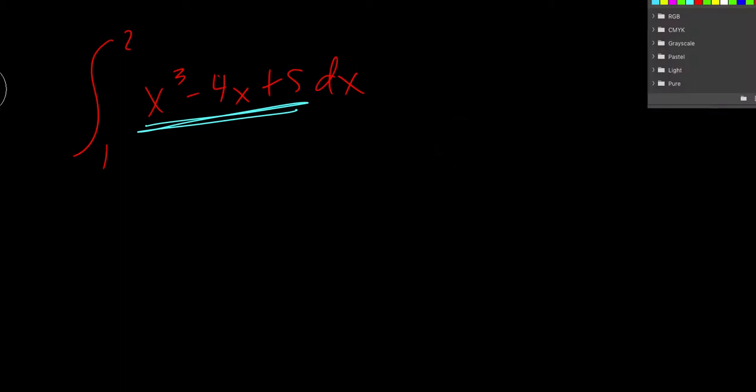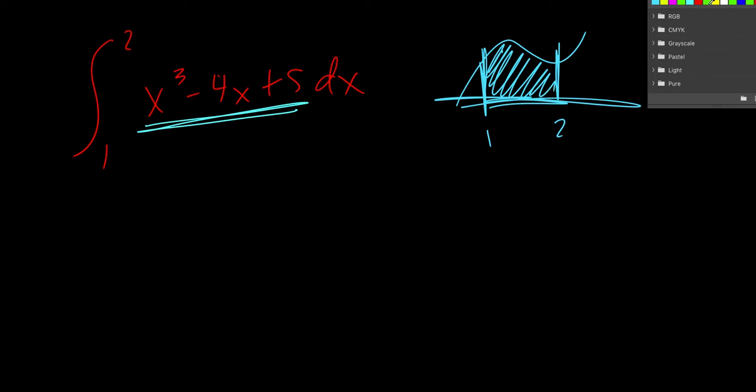Hey math kids, today we're going to talk about definite integrals, and this is what a definite integral looks like. Remember, it's just area under a curve, and then we'd look between 1 and 2, and we'd find the area under that curve. Okay, so to do that, we take the antiderivative, so we raise the exponent by 1, divide by the new exponent, raise the exponent by 1, divide by the new exponent, and then raise the exponent by 1, divide by 1. Okay.